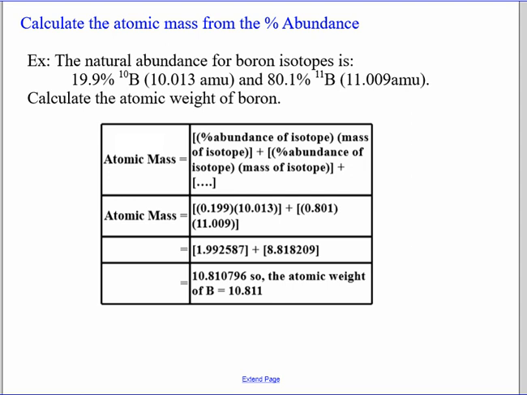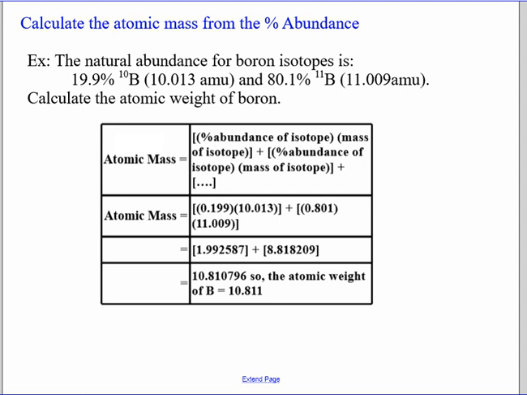Why then on our periodic table are the atomic masses always written with decimal points? The atomic masses of the elements that you find on the periodic table are the average of all the different isotopes. But the isotopes don't always occur in equal amounts. Consider, for example, boron.